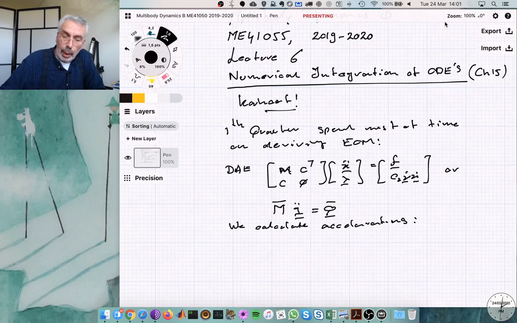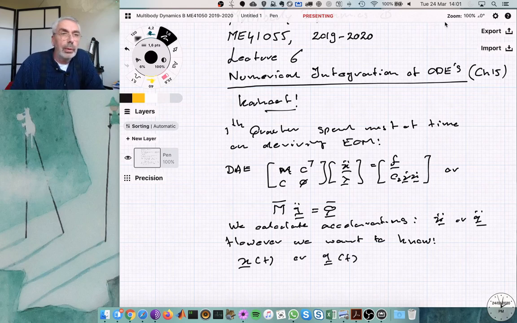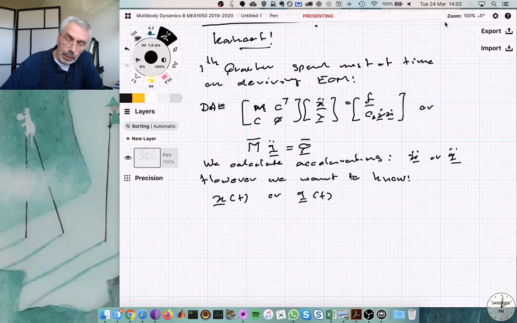Now, either x double dot or q double dot. However, that's not what we're really interested in. We want to know the motion as a function of time. So we want to know x of t, or if you work in generalized coordinates, q of t. Not so much different. So that is actually the quest.